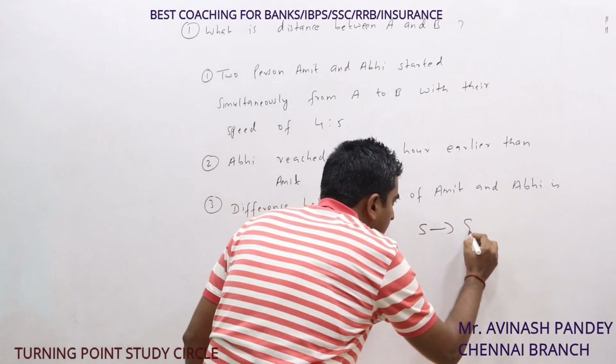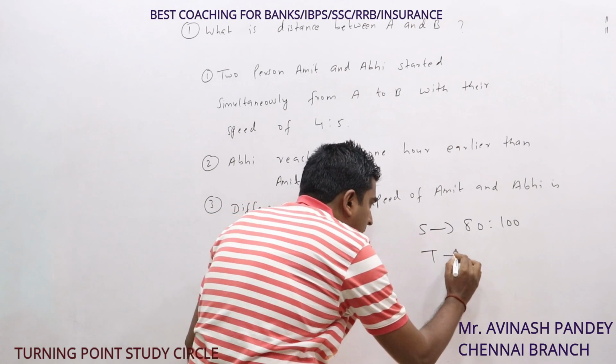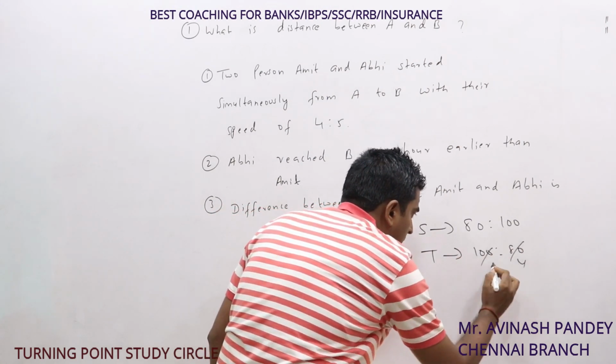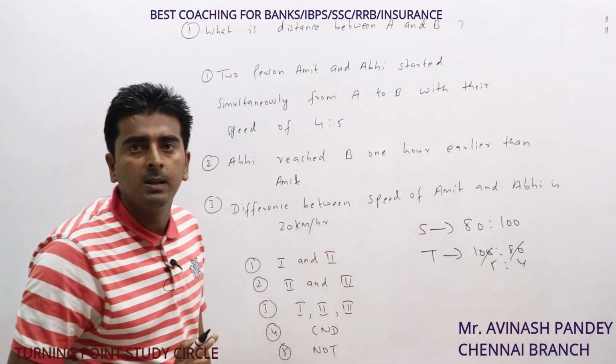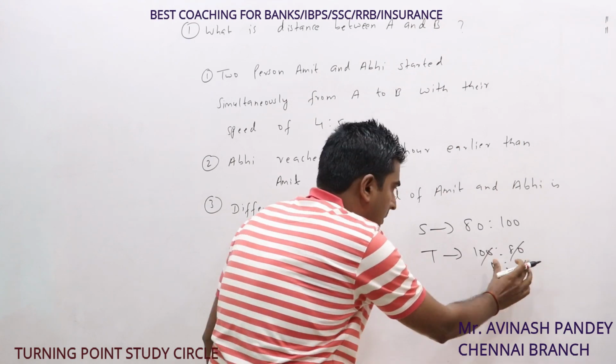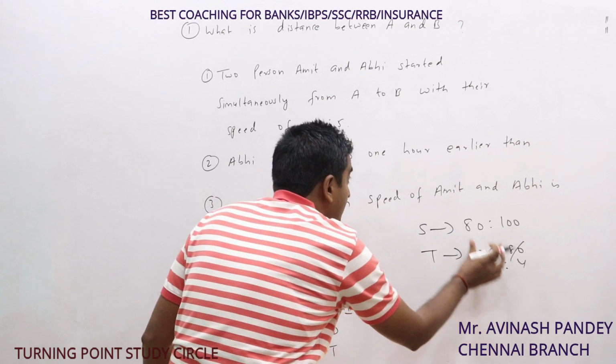So my speed ratio is 80:100. Then what about my time ratio? The time ratio is 100:80, which is 5:4. So the time difference is 1 part, and in the second statement they have given 1 hour. So 1 part is 1.